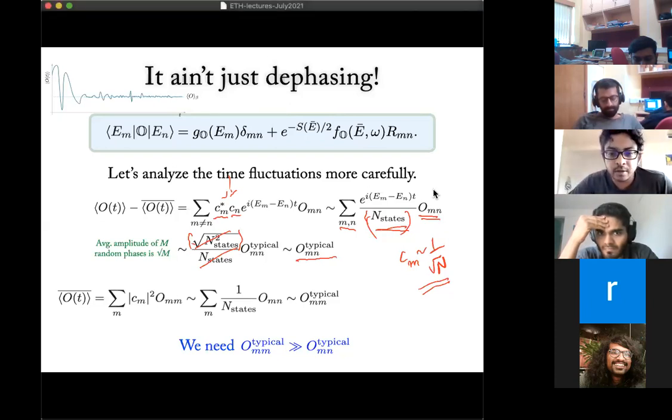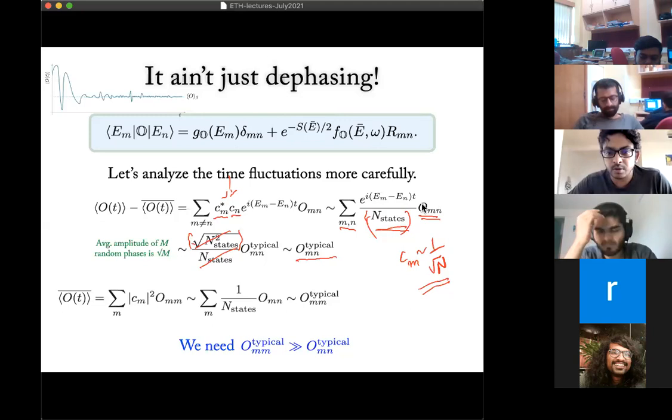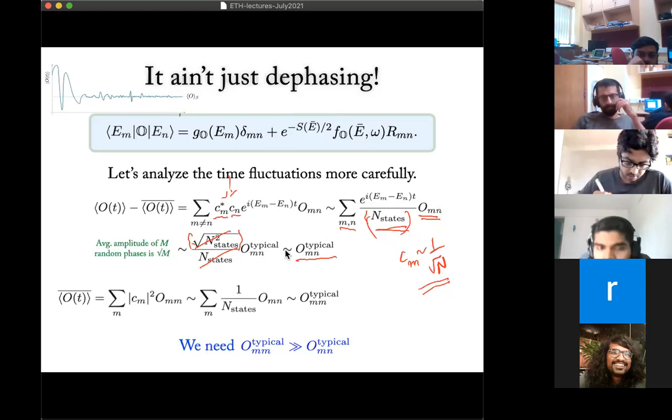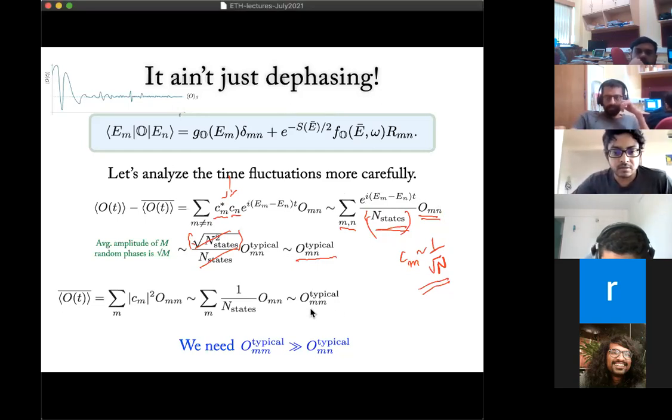so over here we approximated, since the OMNs have small fluctuations, let's imagine all of them to be close to some typical value. So we can again factor this out of the sum, with some random matrix part. And thereby you see that this fluctuation is given by some typical value. And similarly for the diagonal part, it is given by essentially the typical value of the diagonal part. All right, so that's this.